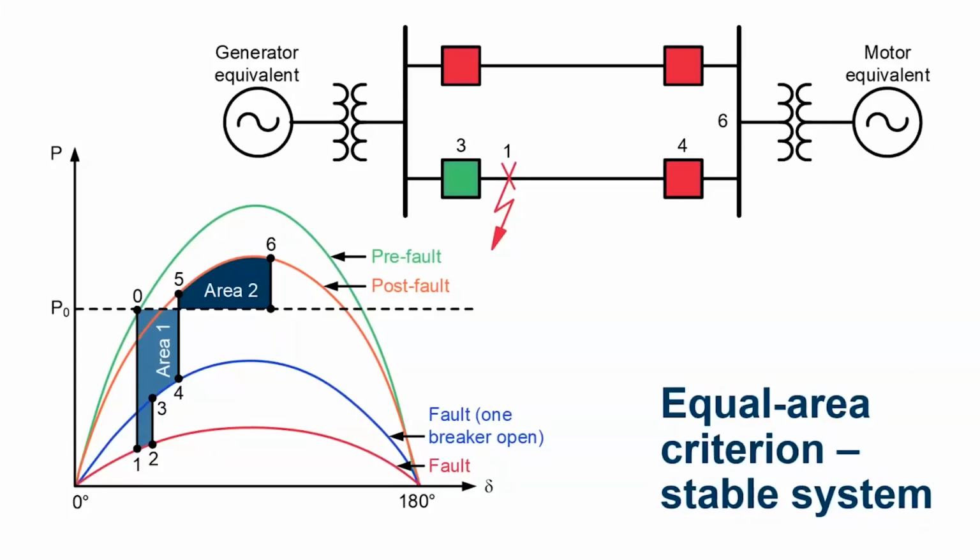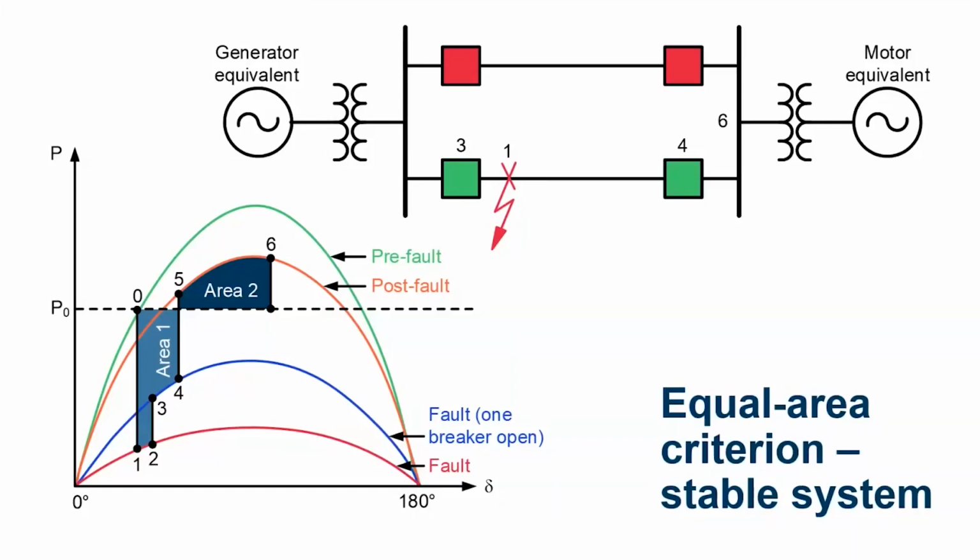Breaker tripping at point 3 changes the power angle curve to the fault one breaker open curve. The resulting increase in the power transfer capability using the trajectory from point 2 to point 3 is not sufficient, and the angle delta continues to increase using the trajectory from point 3 to point 4. Remote breaker tripping at point 4 will clear the fault. The power angle curve now moves to the post-fault state. The power transfer capability is now greater than the mechanical power, moving the trajectory from point 4 to point 5.